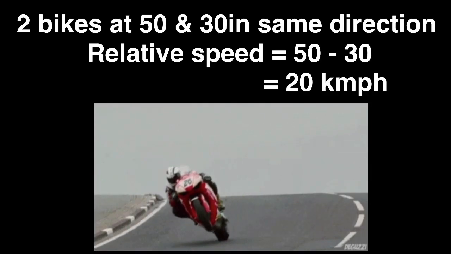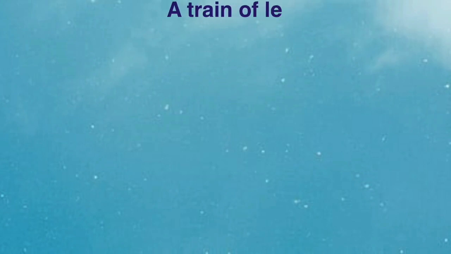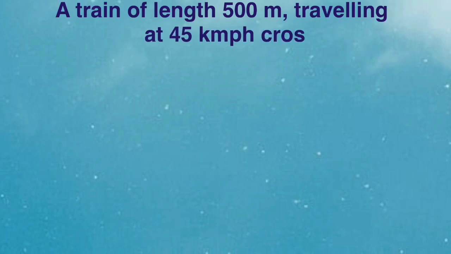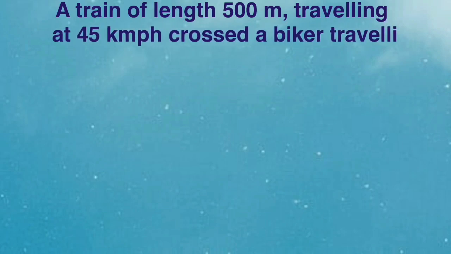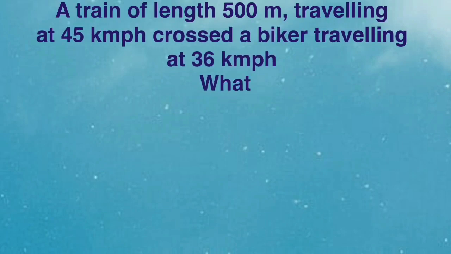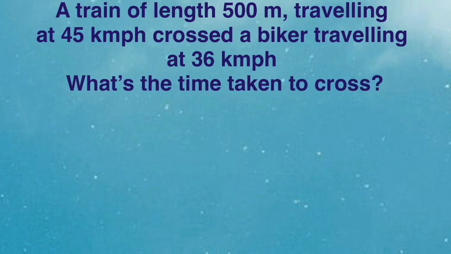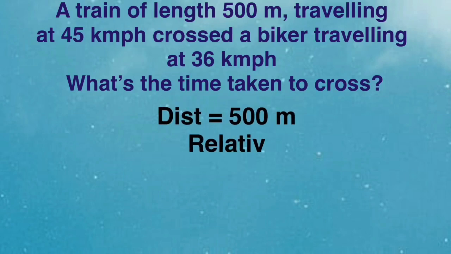Now come back to the topic. A train of length 500 meters traveling at 45 km per hour crossed a biker traveling at 36 km per hour. What's the time taken to cross? Here distance is 500 meters.